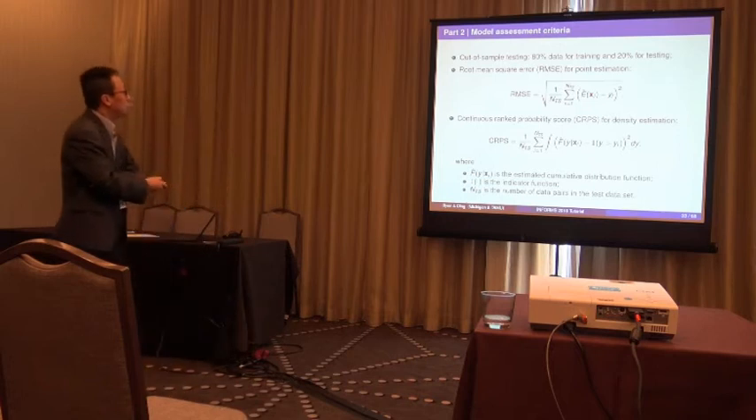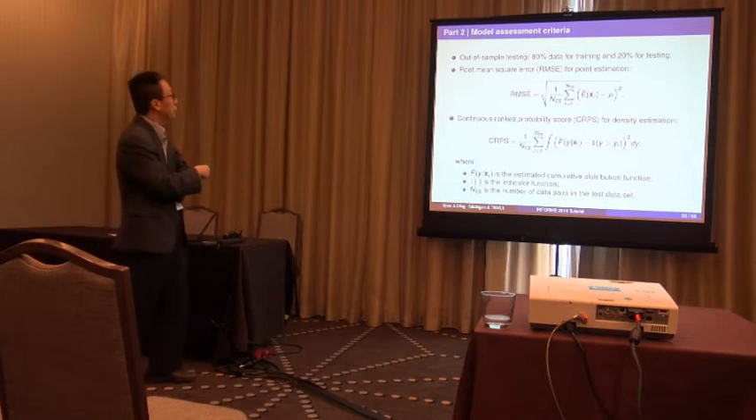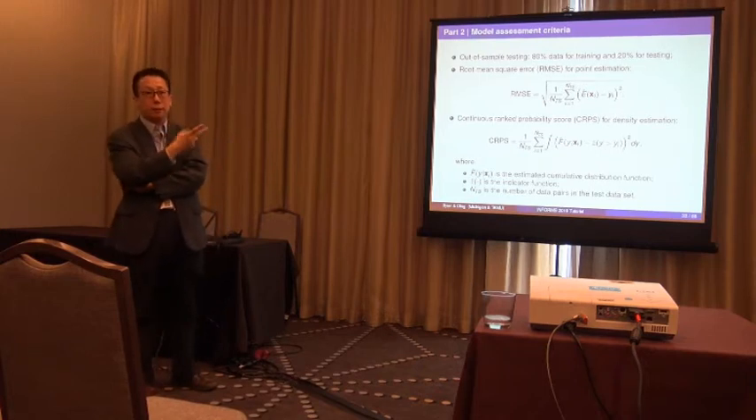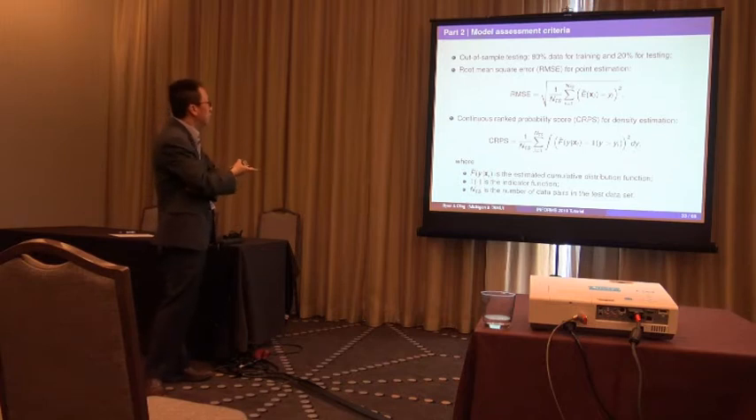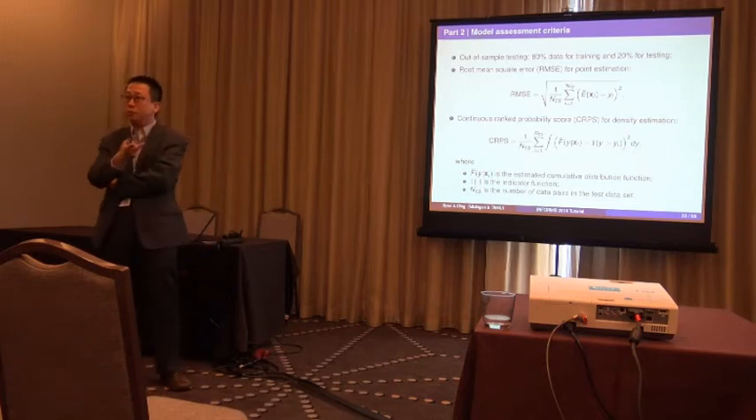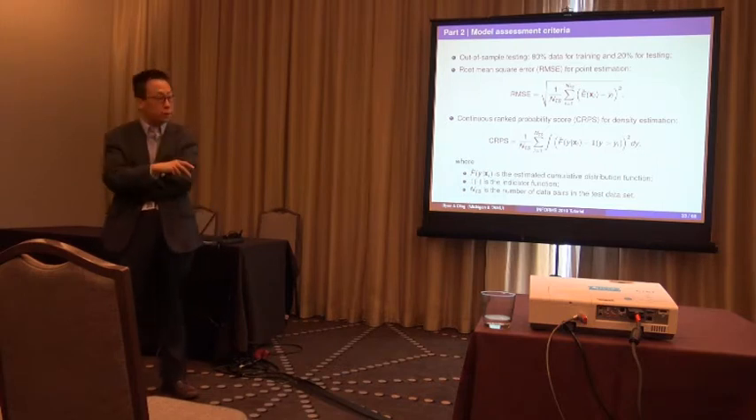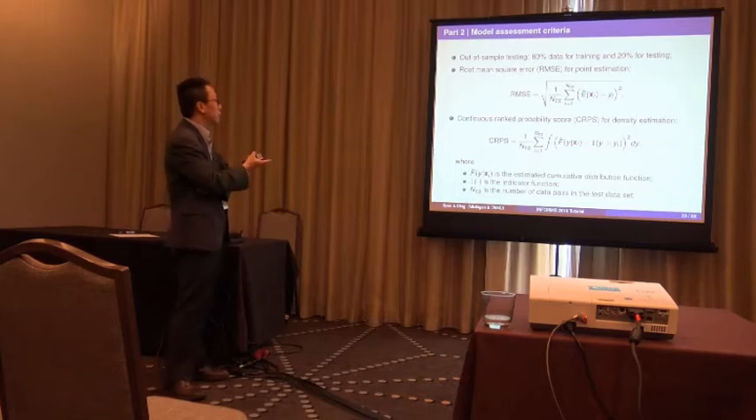And we do out-of-sample testing. 80% of the data are used for training, 20% for testing. We can do a randomized tenfold cross-validation, and the result doesn't change much. For the performance criteria, we use the root mean square error. We also use the MAE, the maximum absolute error, and that result doesn't really change much. For the density estimation, we use the continuous ranked probability score.